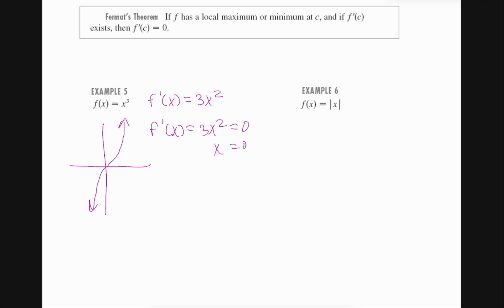It says if your function has a local min or max at that value, then the first derivative exists, and then the first derivative equals 0. So that's what you have to be careful of. Let's look at 6.